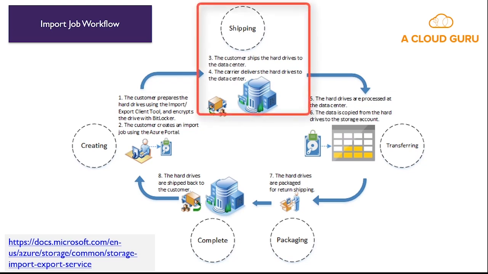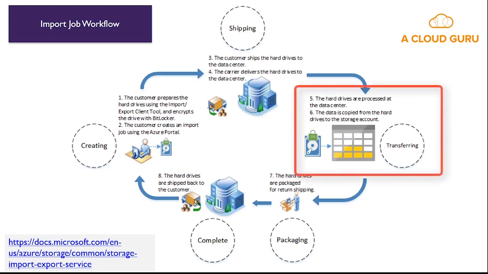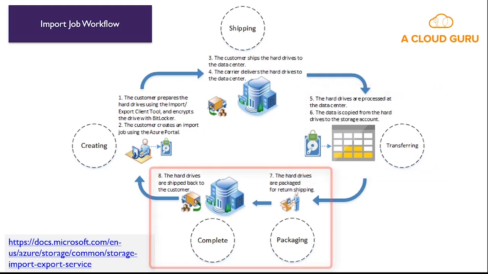And then the carrier delivers the drives to the data center. It's all tracked and everything. You'll see all that in the service itself. The hard drives are then processed. So this is the transferring phase now, where Microsoft is processing the drives. The data is copied from the hard drives to the specific storage account that's indicated. And then the hard drives are packaged for return shipping back to you. They're packaged up, shipped to you, and you effectively have completed the service then.